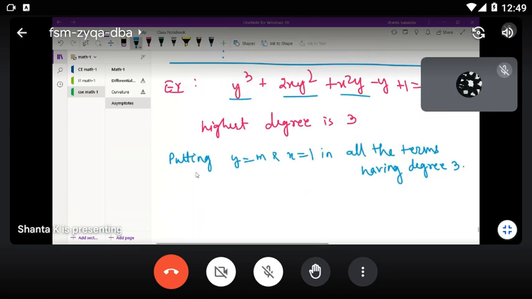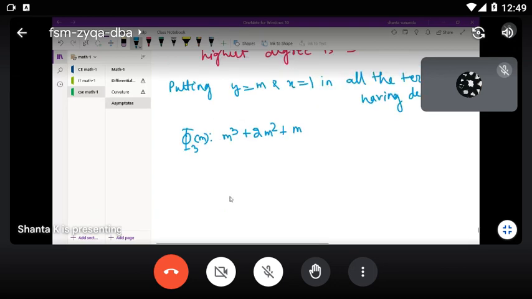Now if you substitute, phi n means we write phi 3, so m cube plus 2m square plus m. This is your phi 3, a function of m since we are putting x equals 1. Now similarly we will look at phi 2.